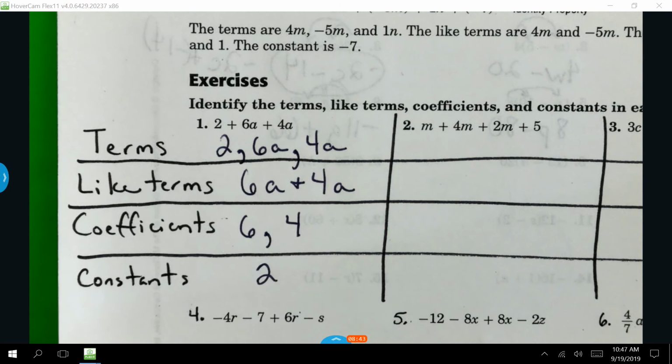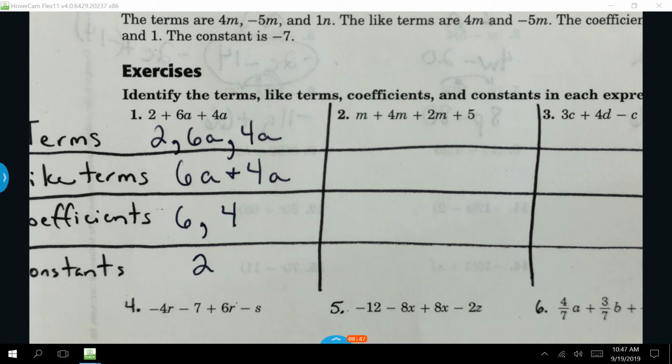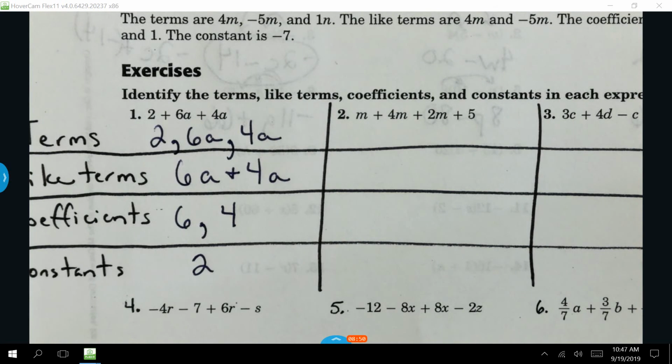So far, so good? Questions? Yes? So we don't actually solve it, we just identify it. Correct. We're not combining like terms yet. We're not simplifying it. If you did simplify that, it would be 2 plus 10a or 10a plus 2. But we're going to do that on the next page.